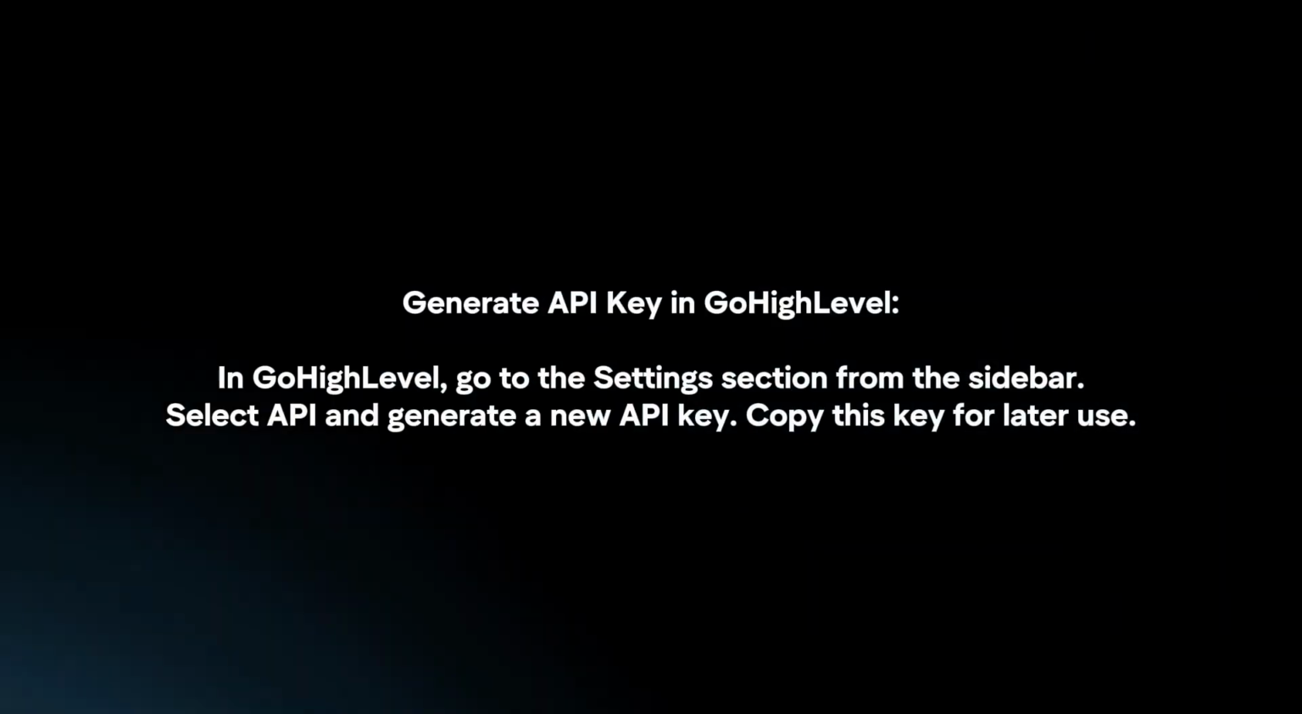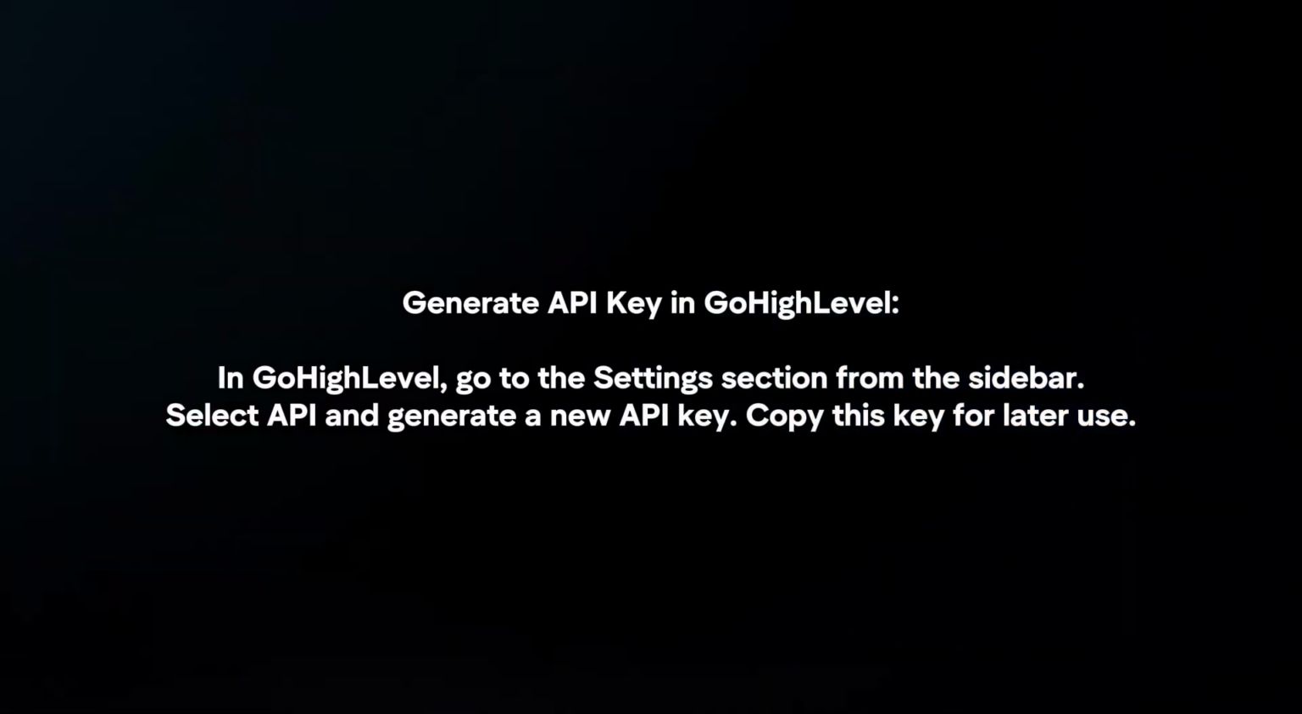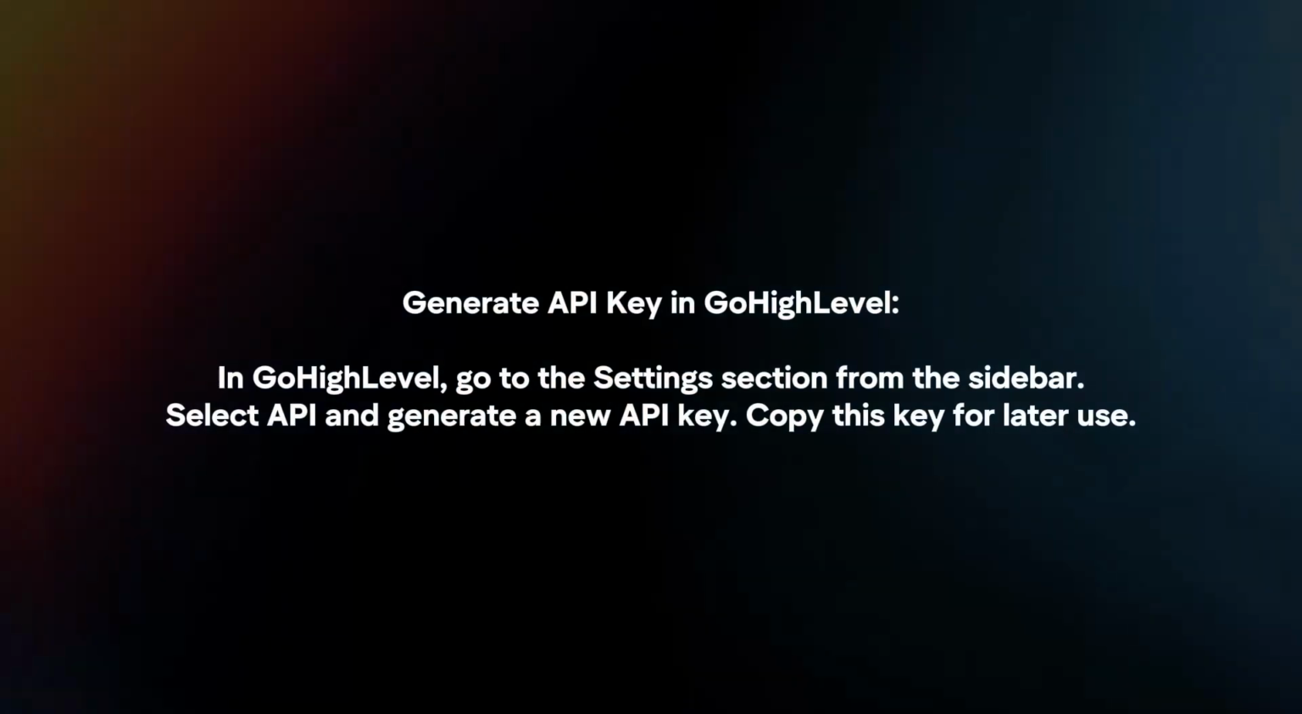Generate API key in GoHighLevel. In GoHighLevel, go to the Settings section from the sidebar. Select API and generate a new API key. Copy this key for later use.